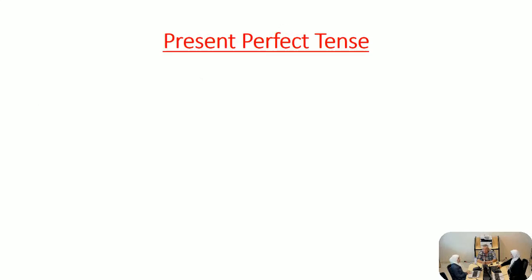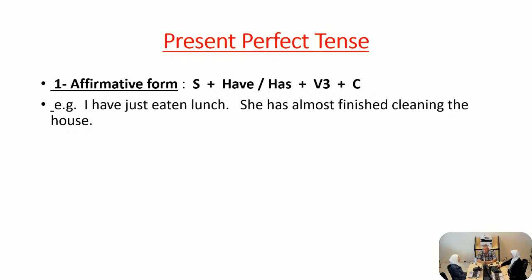We come to present perfect tense. In the affirmative form, we use the subject, have or has, according to the subject, and verb 3, then we complete the sentence. I have just eaten lunch. Have is used according to the subject, which is I, and we use the verb eaten as verb 3, and we have here a time reference, which is just, and it's used with the present perfect tense. She has almost finished cleaning the house.